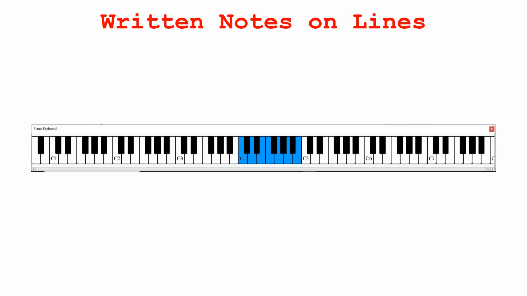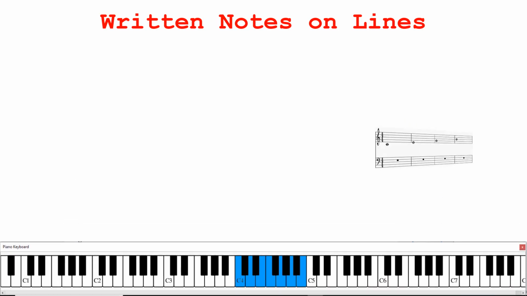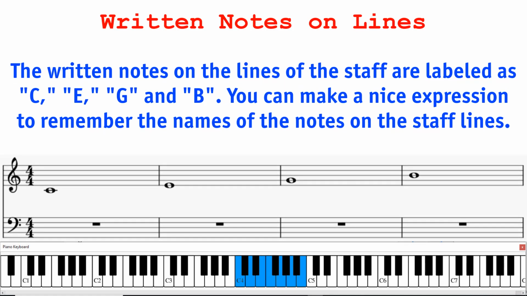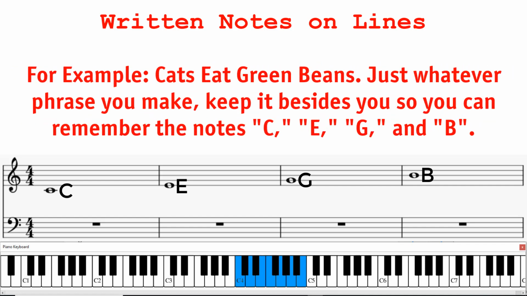Let's learn about the notes written on lines. The written notes on the lines of the staff are labeled as E, G, B, D, and F. You can make a nice expression to remember the names of the notes on the staff lines. For example, cats eat green beans. Just whatever phrase you make, keep it beside you so you can remember the notes C, E, G, and B.